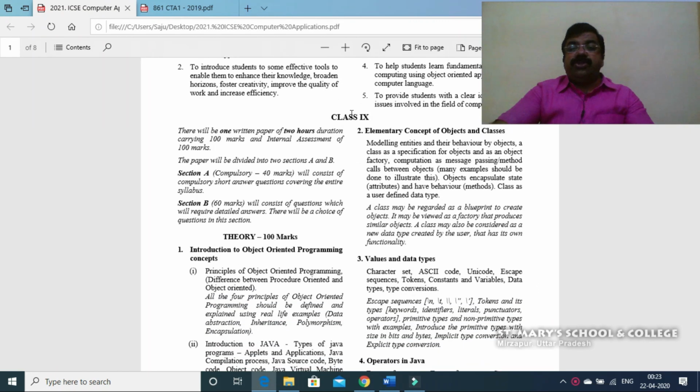Class 9, the syllabus is given in front of you, which you have already studied. Theory examinations are of 100 marks. Internal assessment also will be of 100 marks. And the average will be recorded.